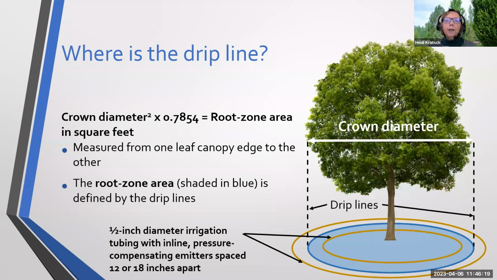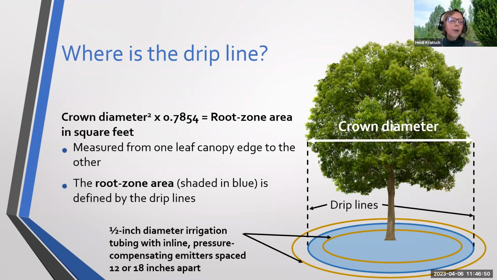Crown diameter is measured from one leaf canopy edge to the other. And again, the root zone area here shaded in blue is defined by those drip lines. And the equation you use to figure out what the root zone area is in square feet is crown diameter squared times 0.7854. So it's a pretty simple equation. Just have to remember that 0.7854.